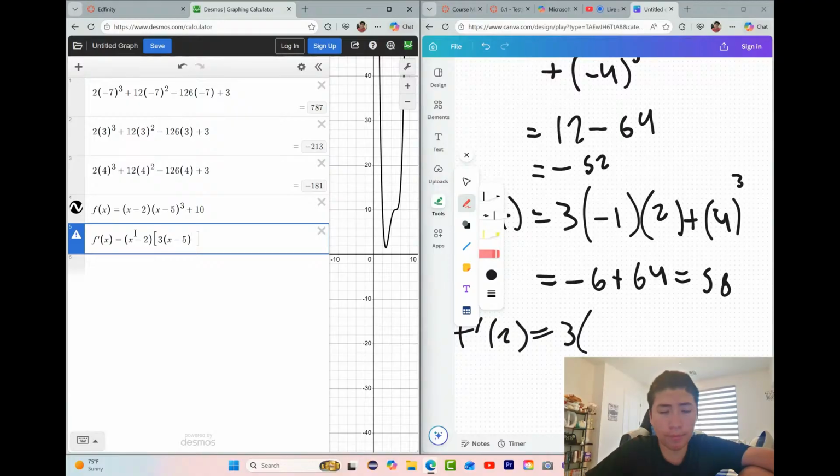Oh, that's what we forgot. That's what we forgot. The 2. It's fine. I'll just keep doing it here. Here's much faster. Plus the derivative of x minus 2, which is 1. And then we have x minus 5 to the power of 3. Cool.